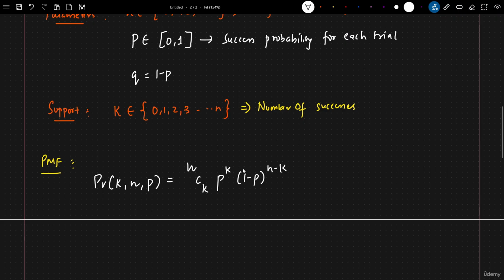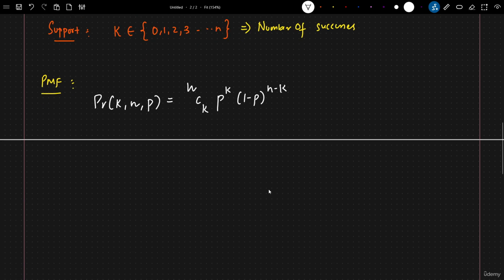If my number of trials n is just 1, then I replace 1 over here, and this basically becomes a Bernoulli distribution. But since we are doing it for n trials, my formula looks like this: n C k, which is a combination, p to the power of k, 1 minus p to the power of n minus k. Here, k goes from 0, 1, 2 up till n, right? The k value goes from there to there.